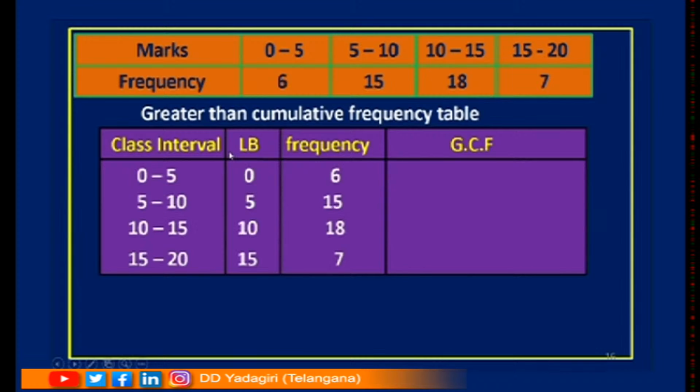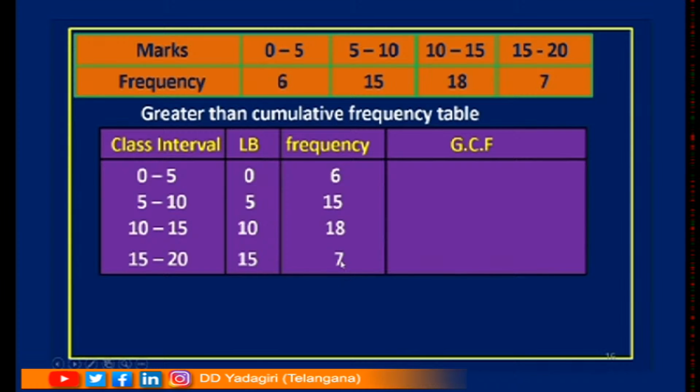Now, what am I doing? I am taking the classes here. First class 0 to 5, second class 5 to 10, third class 10 to 15, fourth class 15 to 20. Now, we have to find the lower boundaries. So, what is the lower boundary? 0 here, 5, next 10, next 15. So, I am finding the lower boundaries. Now, these are the frequencies.